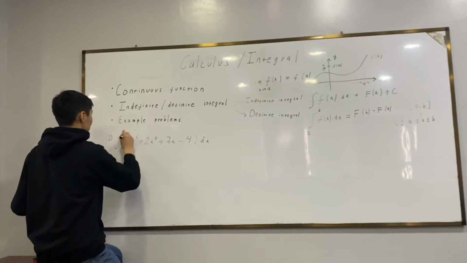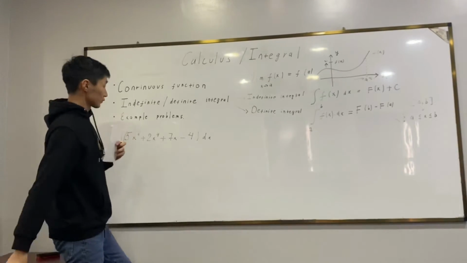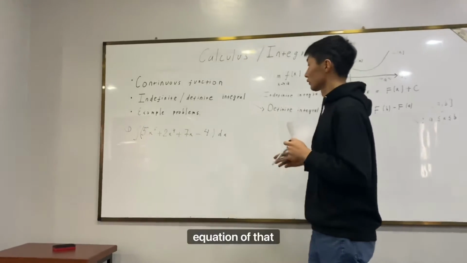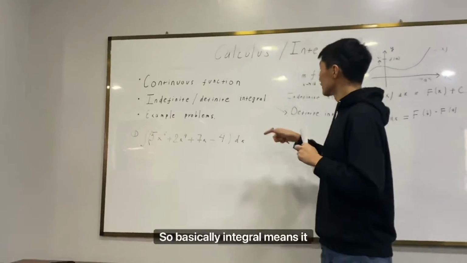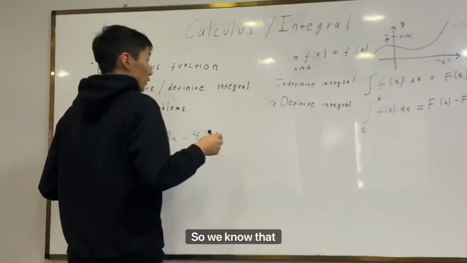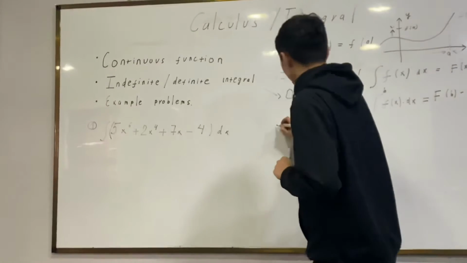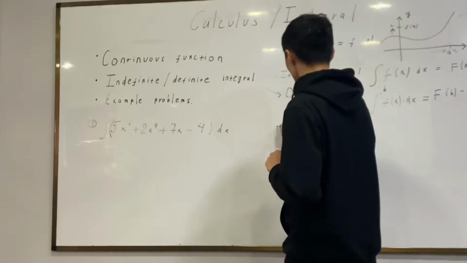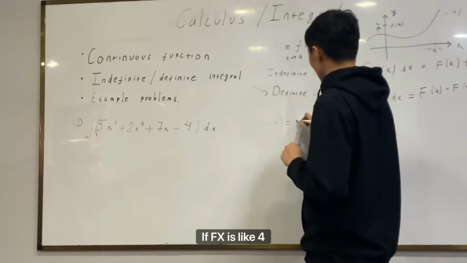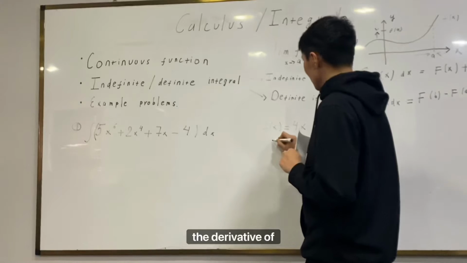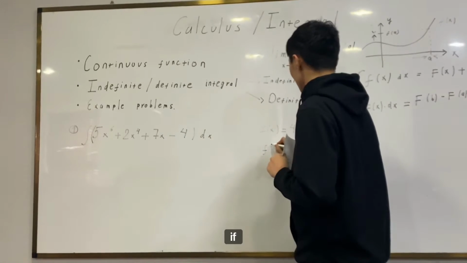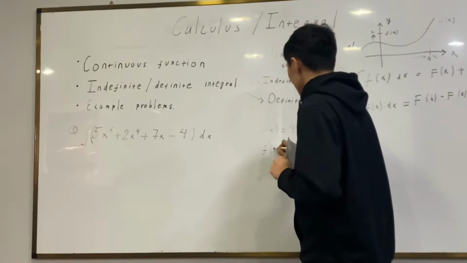All right, let's find a solution for this integral. Basically, integral means the integration of all antiderivatives. So we know the derivative. When f(x) is, for example, 4x, the derivative of 4x will be 4.